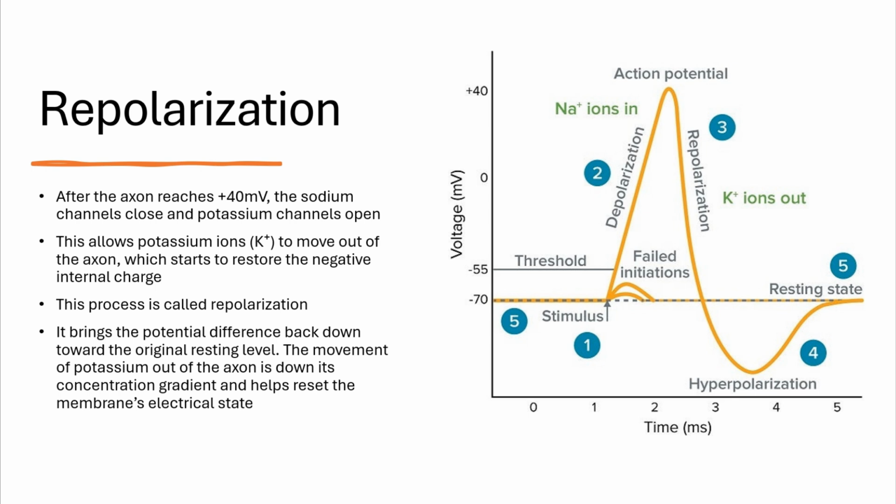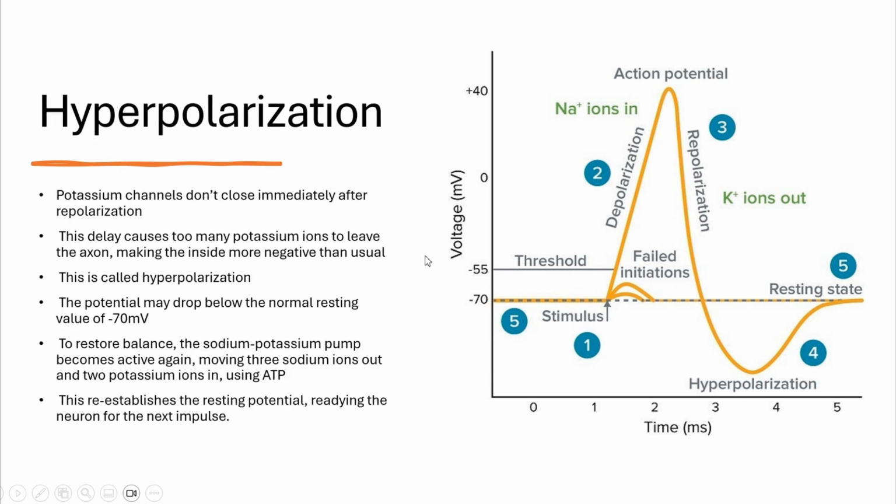This allows potassium ions to move out of the axon, which starts to restore the negative internal charge. So now the sodium ions are not being moved into the axon anymore, and instead potassium ions are moving out of the axon, so it's now losing the positive charge, and therefore it's going to become more and more negative again inside. That's called repolarization. It brings the potential difference back down towards the original resting level. The movement of potassium out of the axon is down its concentration gradient. It helps reset the membrane's electrical state.